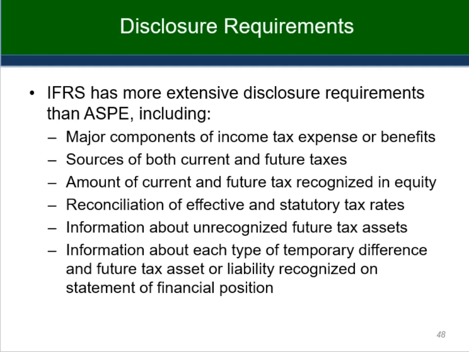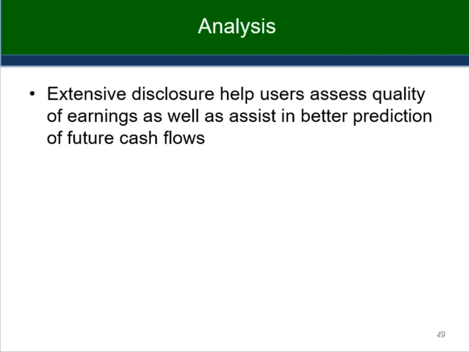And so, from an analysis perspective, the reason we give all of that extra disclosure is because the extensive disclosures related to current and deferred income taxes aid in assessing the quality of earnings, and they provide better predictions of future cash flows because they tell you about when you expect to actually have to pay tax payable and when you expect to receive cash benefits of cash refunds or tax refunds from the government.